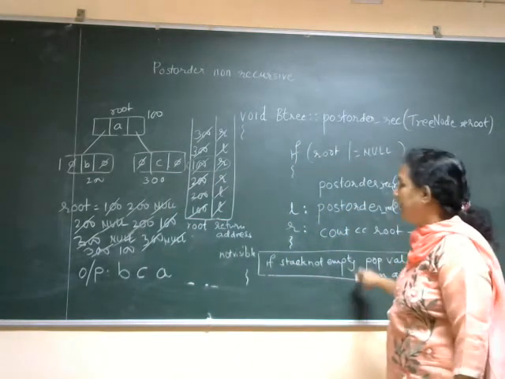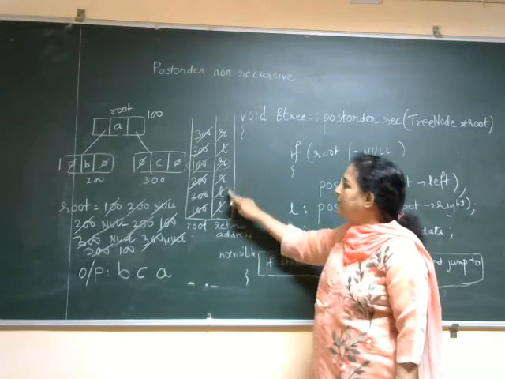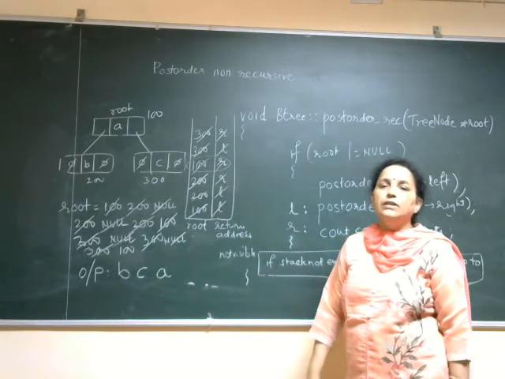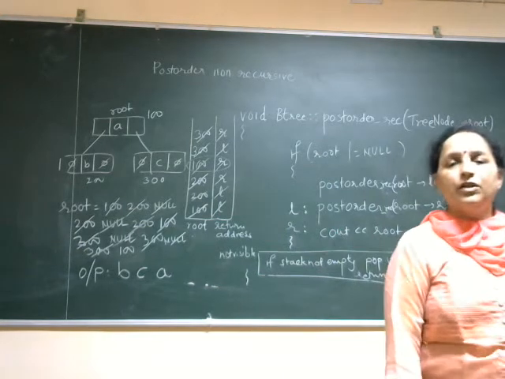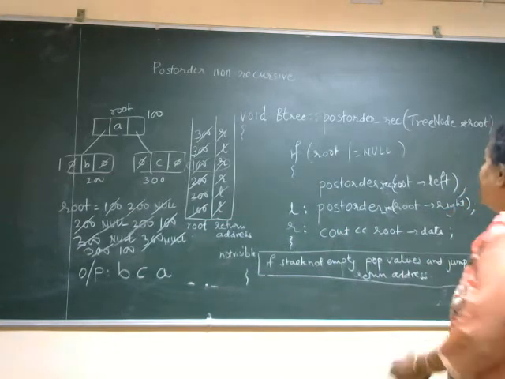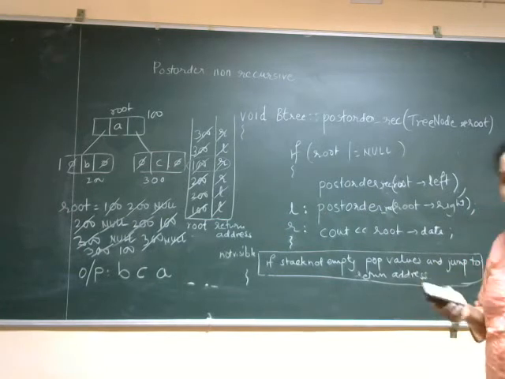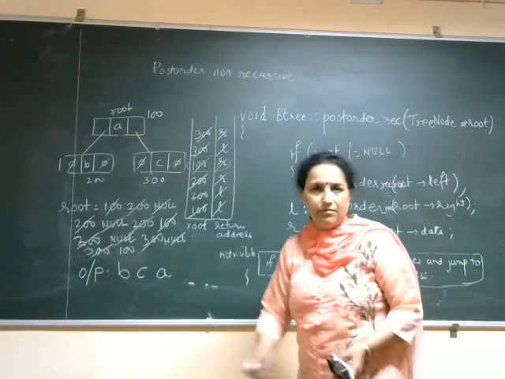Now I have displayed. I will come back to this. Now see, all the values are popped from stack. Okay. So this is what? Post order non-recursive. Now over here, after popping, we can remove those values, but for display I have just crossed those values.